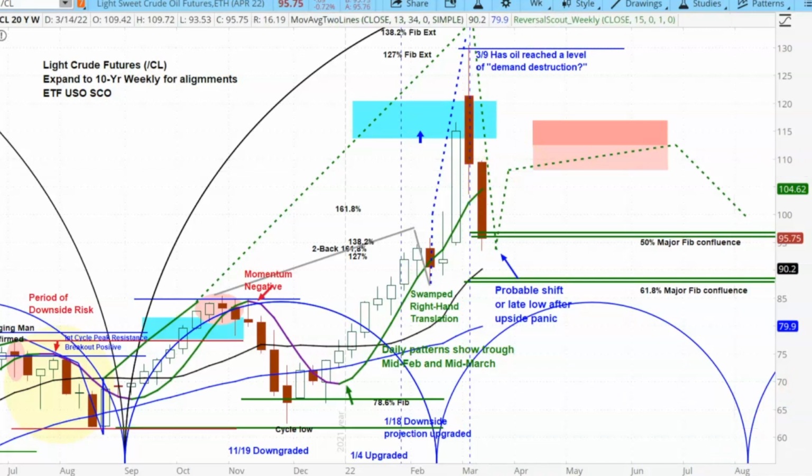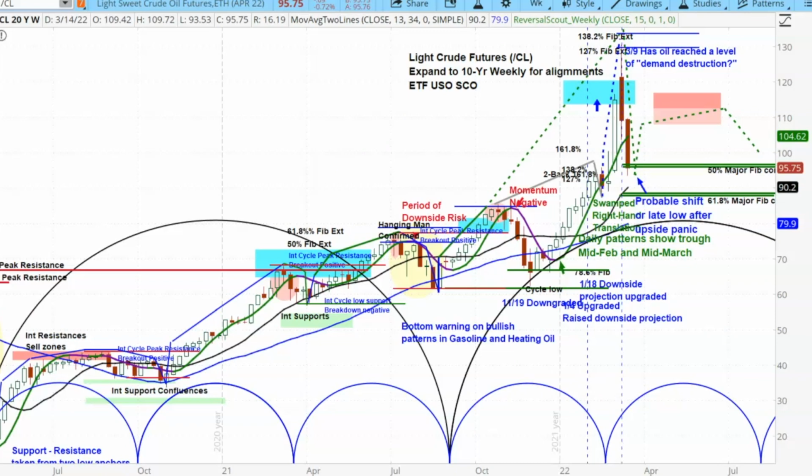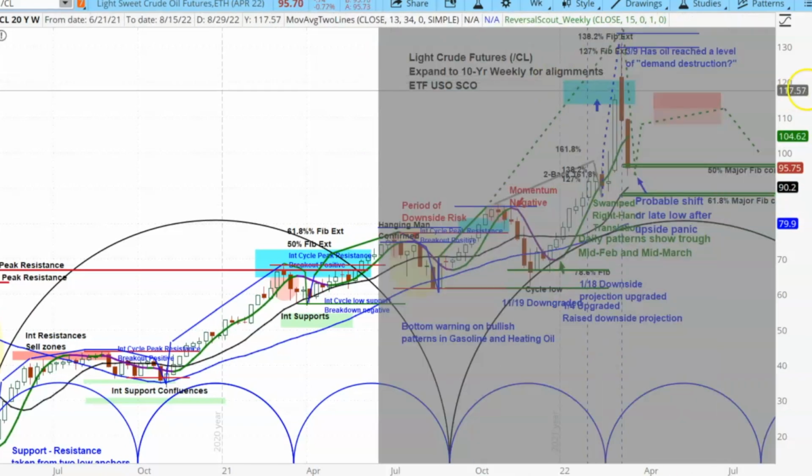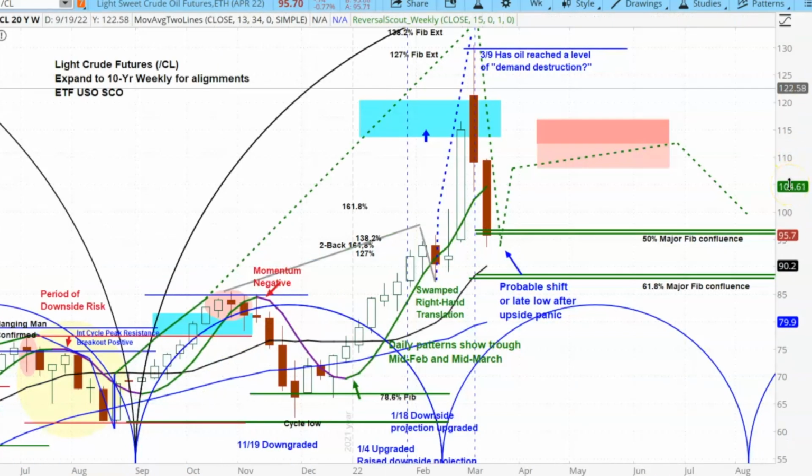Now, lots of times, and people will write me all the time, what do you talk about news for? If you're a technician, you should only be talking about the charts. But news at the extreme does affect these flows, and you can see that right in here.